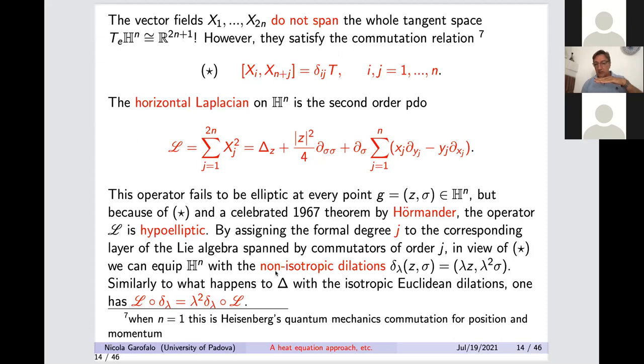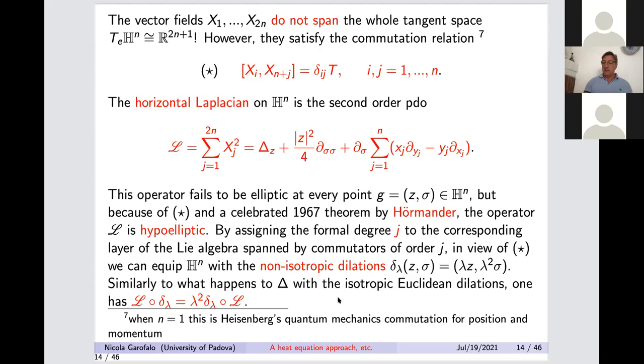All right, so then there is a standard procedure to associate non-isotropic dilations to these ambients. And in this case, since we have only two layers, we have the dilations which are in essence the same dilations of the heat equation: (λz, λ²σ). So the direction σ counts twice. With respect to this dilation, the operator written here is, it's an easy check, a homogeneous operator of degree two, like the standard Laplacian with respect to the Euclidean dilations.